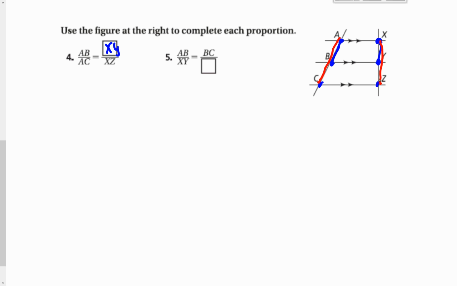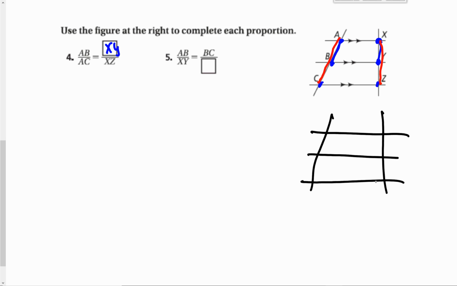Okay, next one, might as well just draw it again real quick. These lines have to be parallel. So A, B, C, X, Y, Z. Okay, so A to B, and I'm matching that with XY over here. That's the same as BC. So if I do BC, that means I have to do YZ. So this is YZ. Okay, done with that.